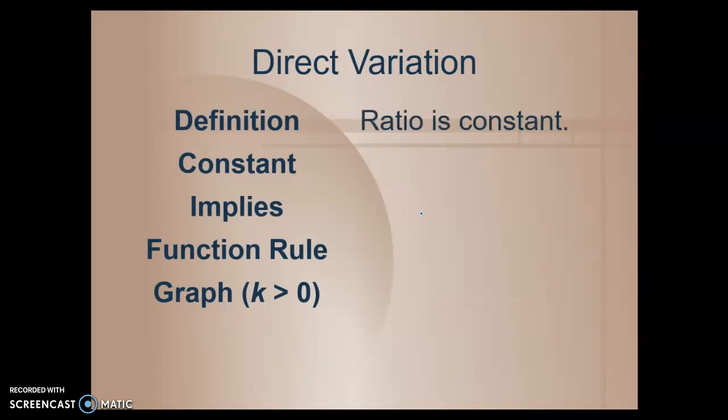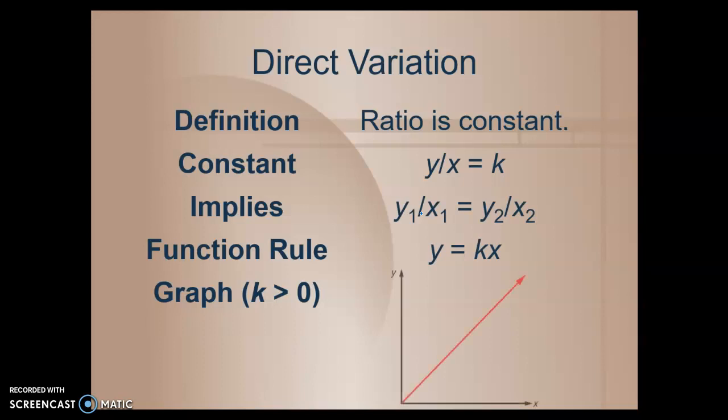All right, I've got 1 minute left, so let's wrap this up very quickly. Direct variation, the ratio is constant. y divided by x gives you the constant. This implies proportionality. Our function rule is y equals kx, and the graph starts at the origin and is linear.